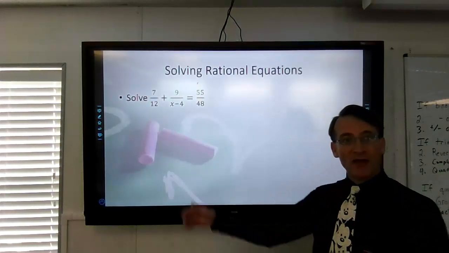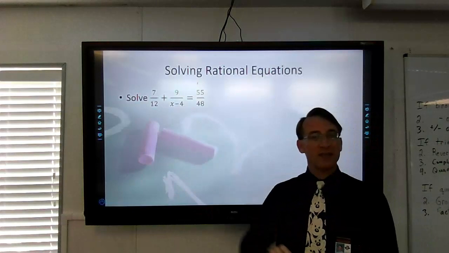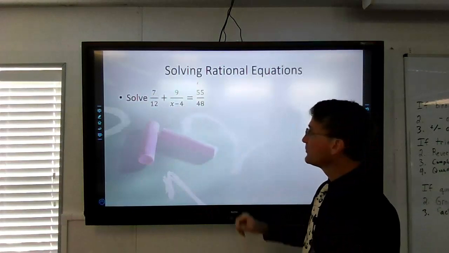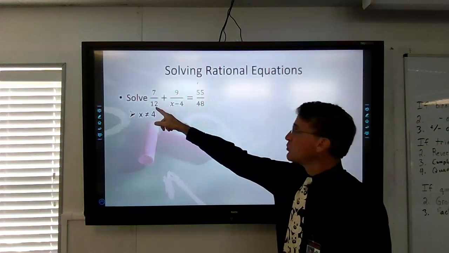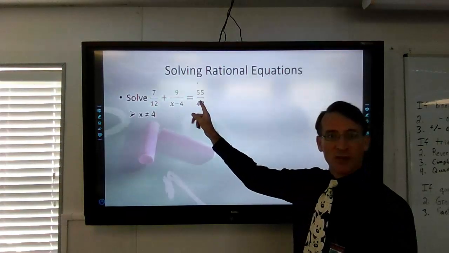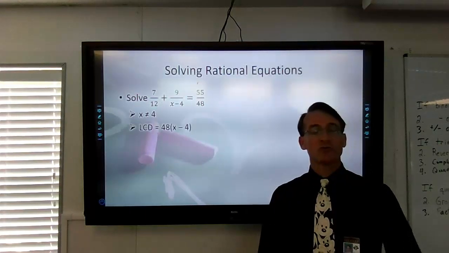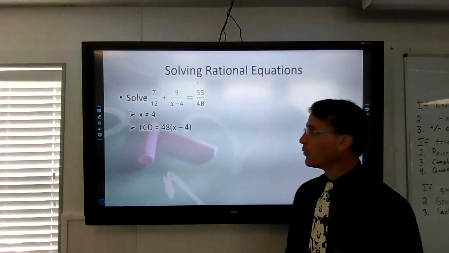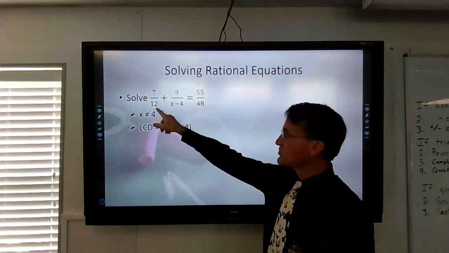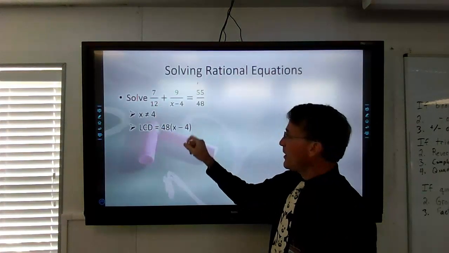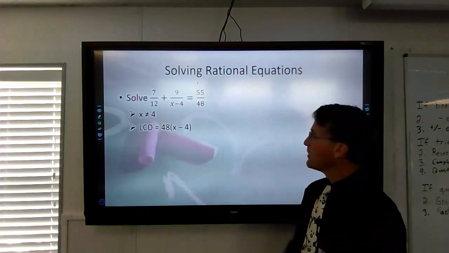My only x in the denominator is this piece right here, x minus 4, which means x cannot be equal to a positive 4. Then I'm going to look at my least common denominator. I have a 12 and a 48. Least common multiple there is 48. And then I have my x minus 4. So I'm going to multiply by 48 times x minus 4. When I do that, my 48 and my 12 are going to reduce down to 4. And then I have x minus 4. So I need to take 7 times 4 times the x minus 4.